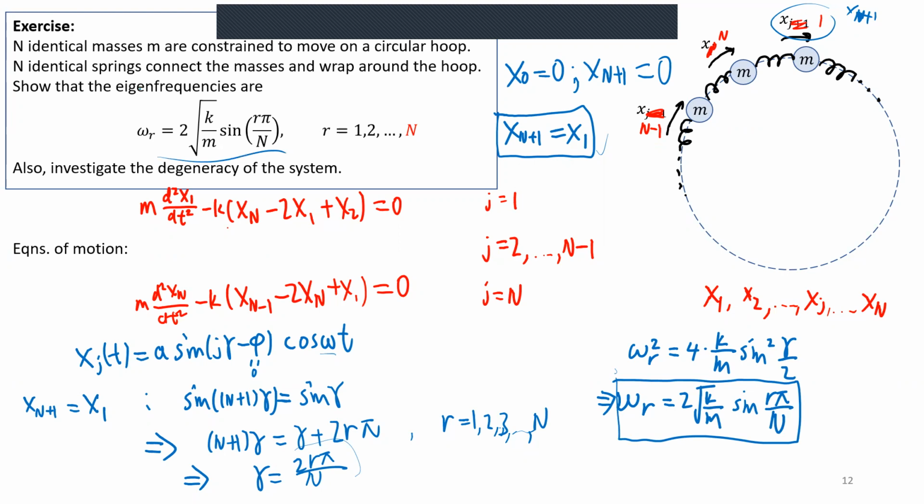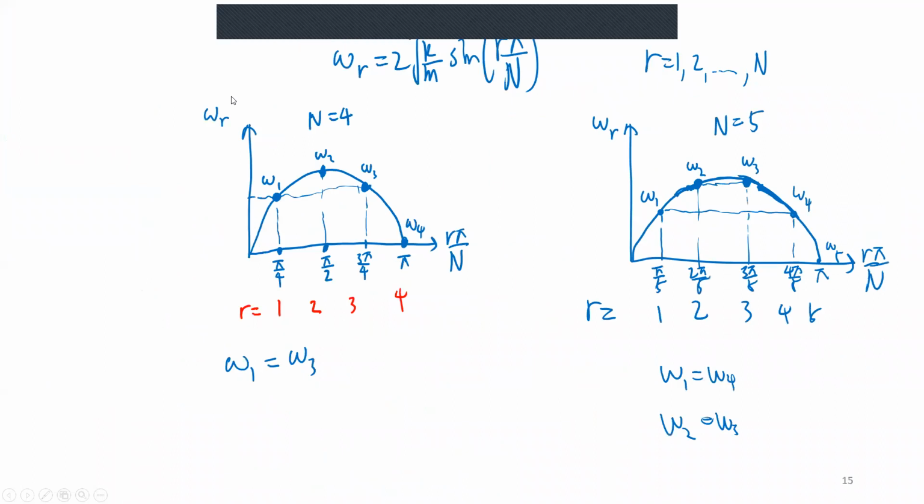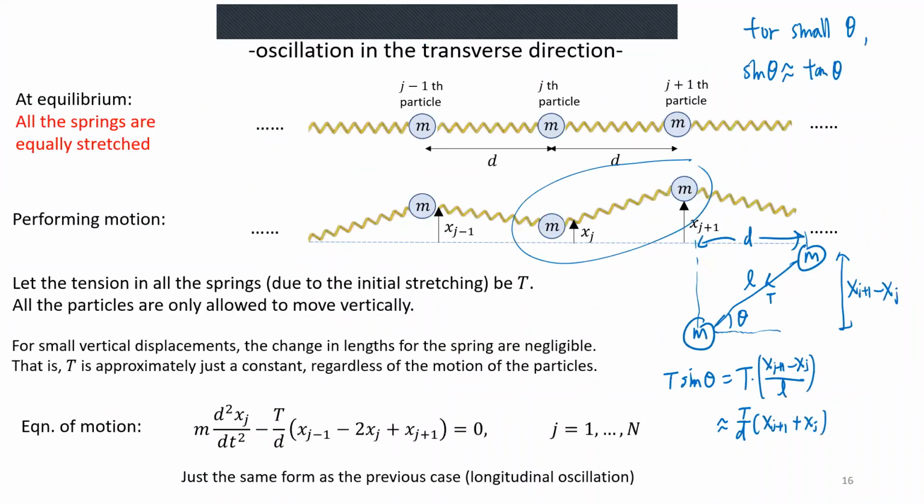And then one more thing is that I want to investigate the degeneracy of the system. So again, to understand the degeneracy, let me again draw a picture. So omega, first of all, the formula, let me copy the formula one more time. Omega r.